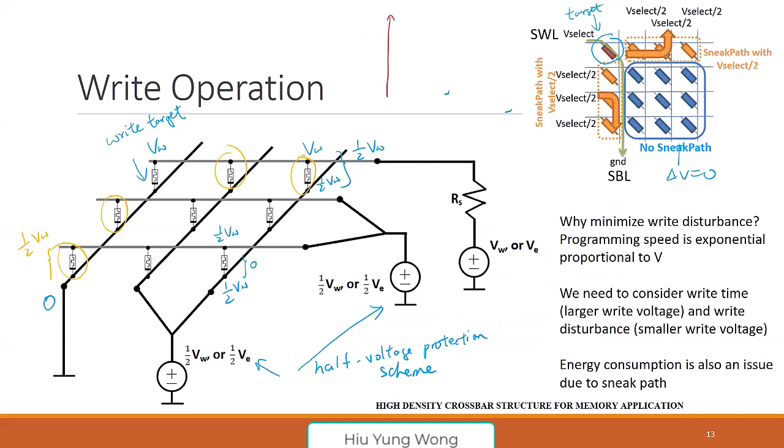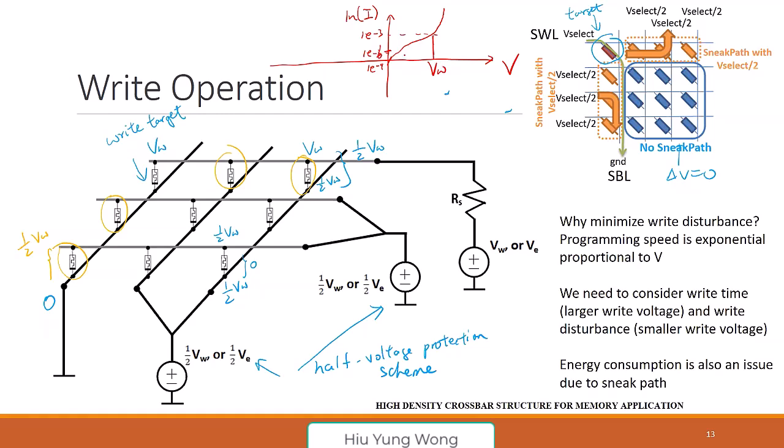Do you remember the IV curve? This is the voltage, this is I, and this is in log scale, and you have something like this. This may be, let's say, 1e minus 9. This may be 1e minus 3. And this may be 1e minus 6. You need VW to write it, okay?